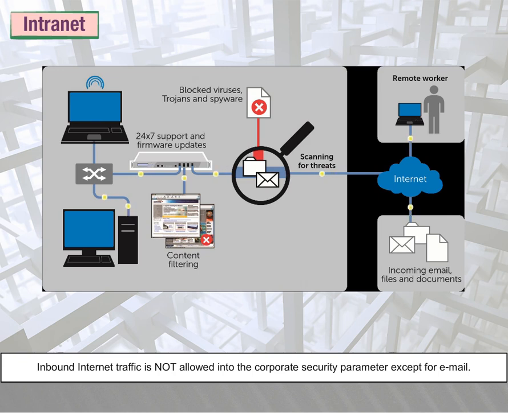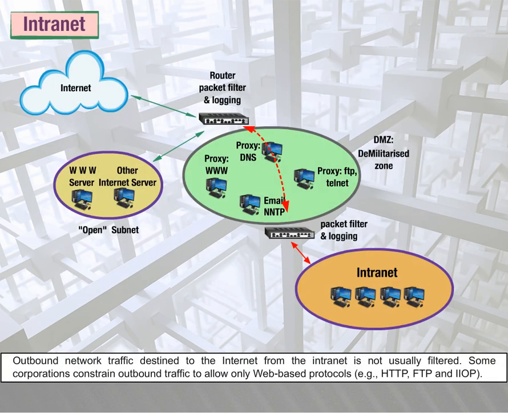Inbound Internet traffic is not allowed into the corporate security perimeter except for email. Outbound network traffic destined to the Internet from the intranet is not usually filtered. Some corporations constrain outbound traffic to allow only web-based protocols, for example, HTTP, FTP, and IIOP.